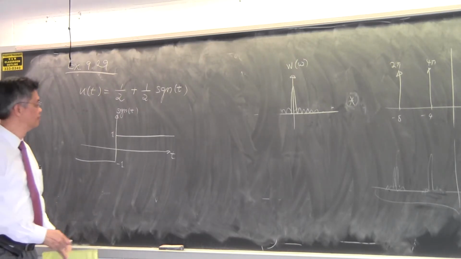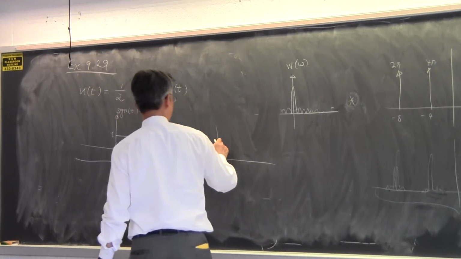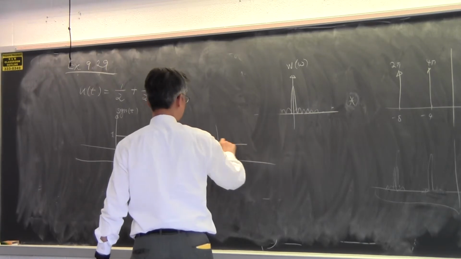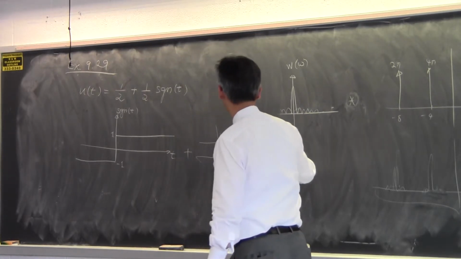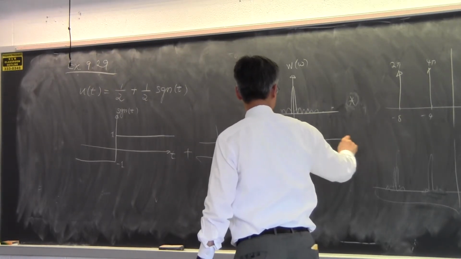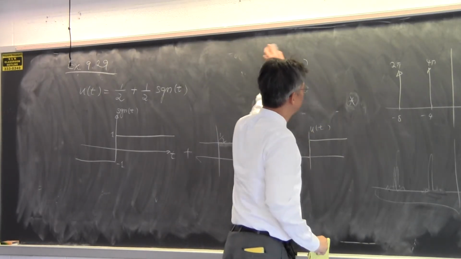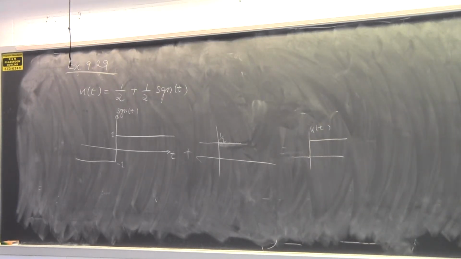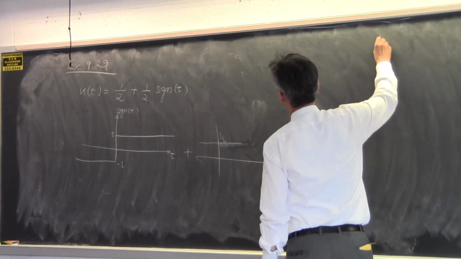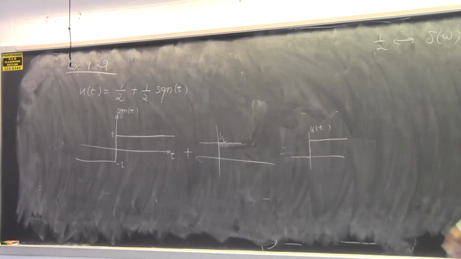And you can write this unit step function as this. If you multiply the sign function by half, and then just add half to this function, you have half of this function adding to half of that function, and you get a unit step function. Okay, that's what this thing says. And then you're asked to find the Fourier transform of the unit step function. Okay? So the half part is easy. The half part Fourier transforms to pi delta omega.